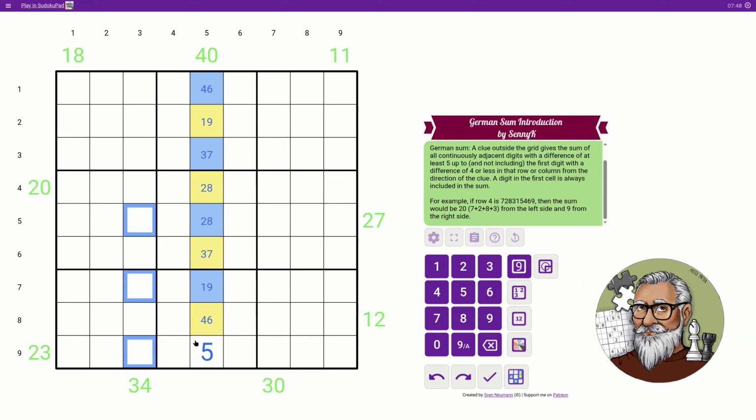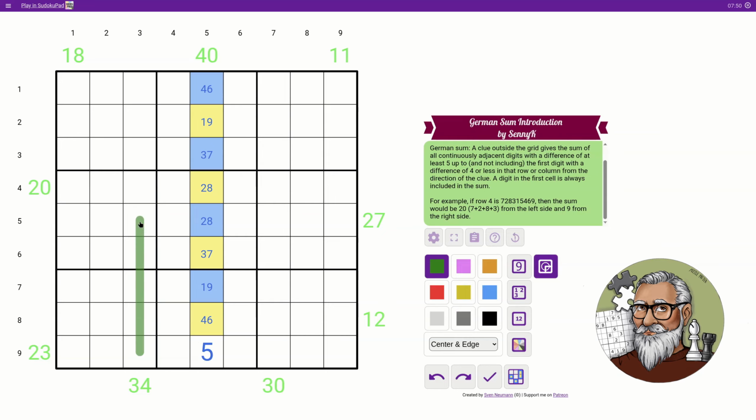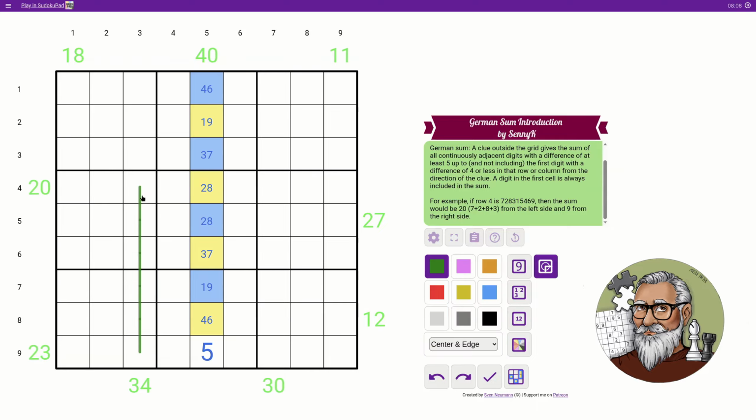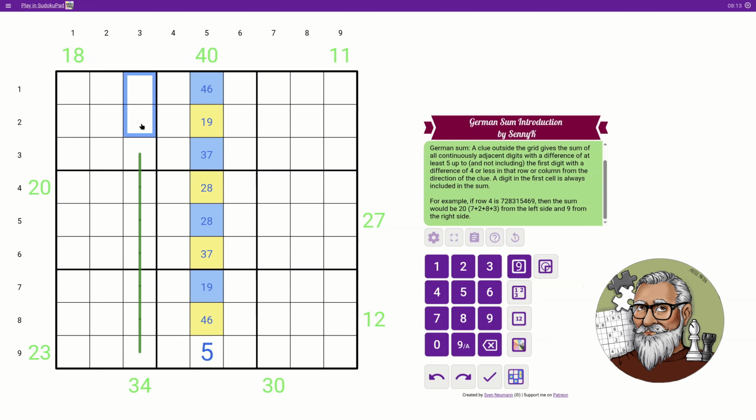Because if this is 6 long, then I do need to do this, I think. If the sum here is 6 cells long, then I will have 3 of each. So I can't have 2 small digits. I can't have 2 and 4. Okay, that's interesting. So this definitely goes this high. And then I have 5 and 6, and one of these would have to be 4.